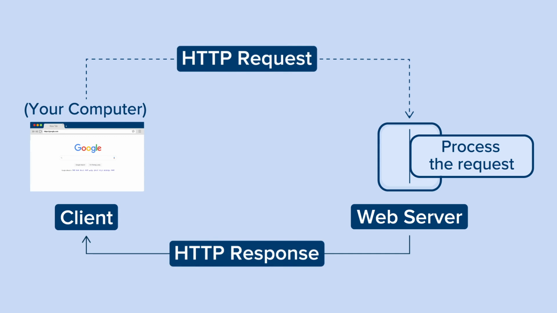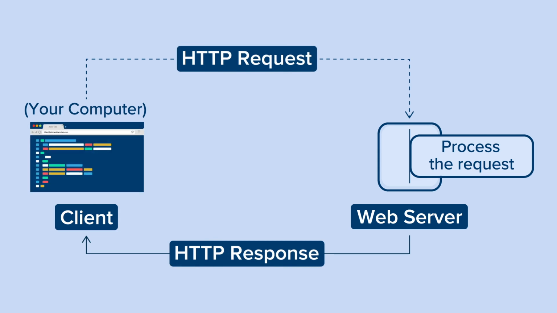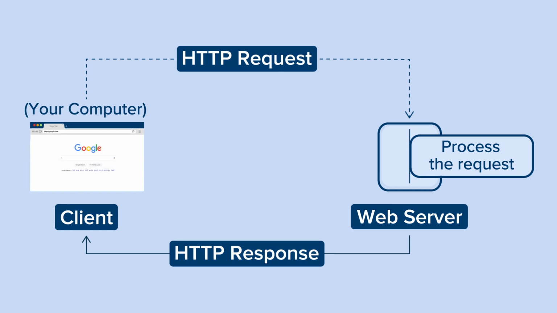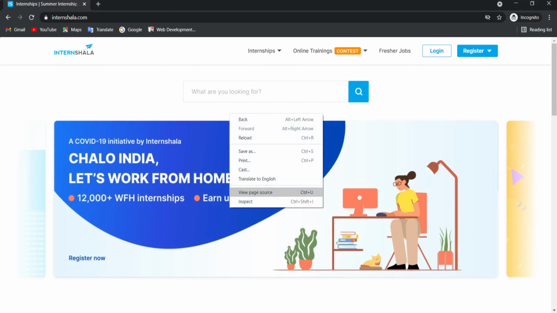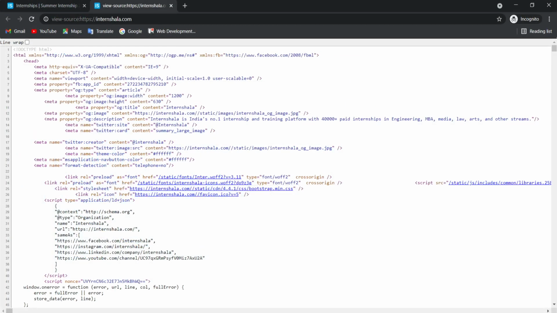So basically what happens is that when we get the response, it is in the form of HTML code. The browser renders this HTML code, which means that it converts the code into a visual format that enables us to view these websites. So if you ever wonder how the HTML code of any website looks like, just open the website whose HTML code you want to view, right-click anywhere on the website and select View Page Source. This will open the HTML code in a new tab like this.